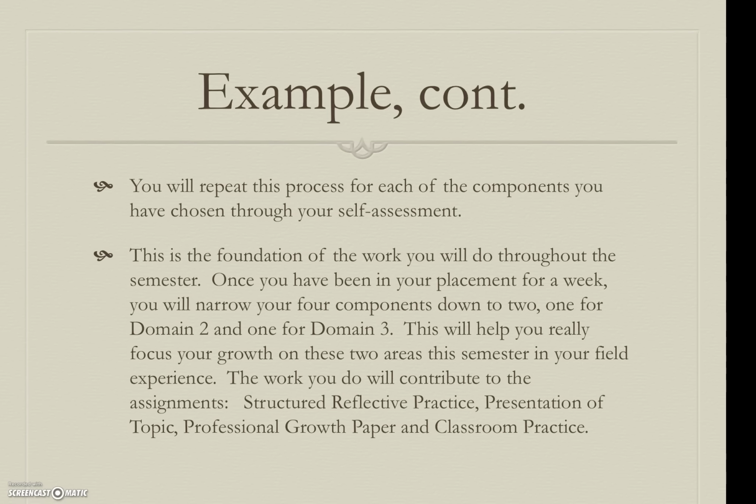So then if I was going to do this assignment, I was going to repeat it for each of the components I'd chosen through my self-assessment. So I would end up with 4 paragraphs with 8 citations, 2 for each paragraph, right? 4 paragraphs, 1 for each component that I had investigated. And again, I didn't just choose the component, but as I chose the component, I looked at the elements, I narrowed that down, and I really thought about what it is I want to learn more about. And that's the foundation of the work I'm going to do through the semester.